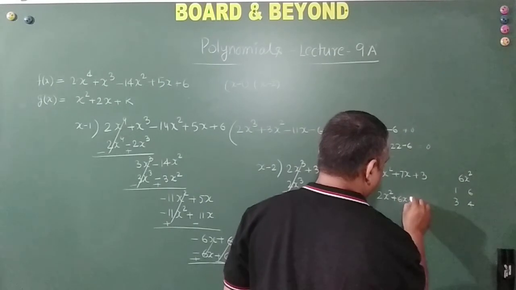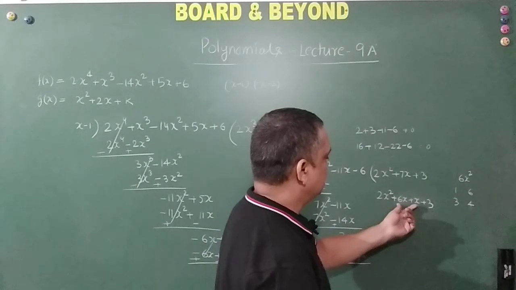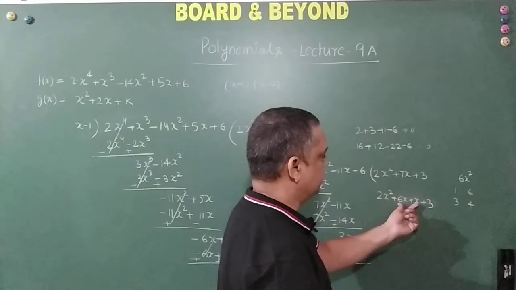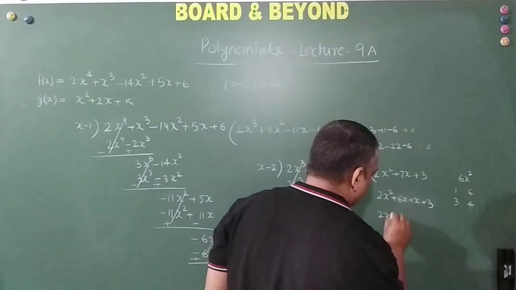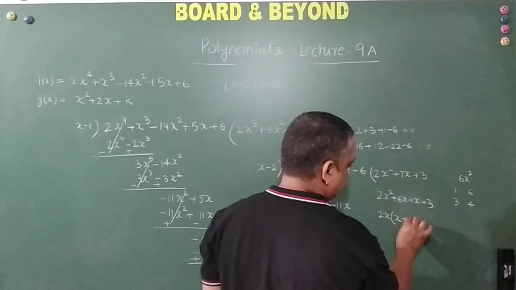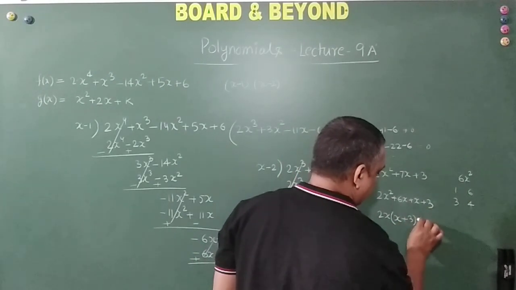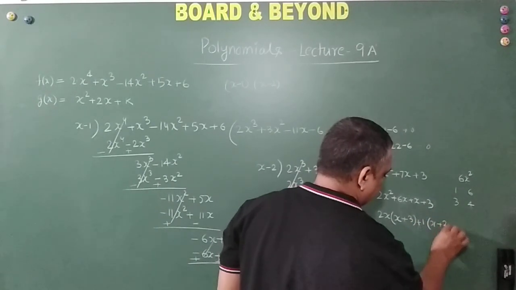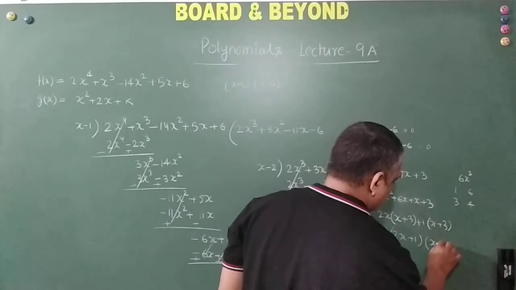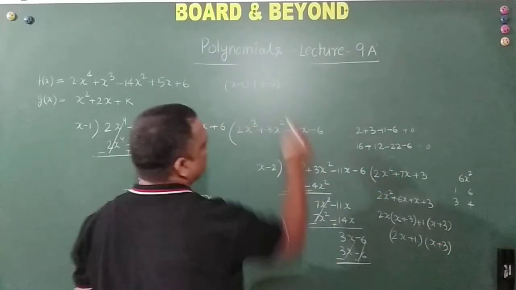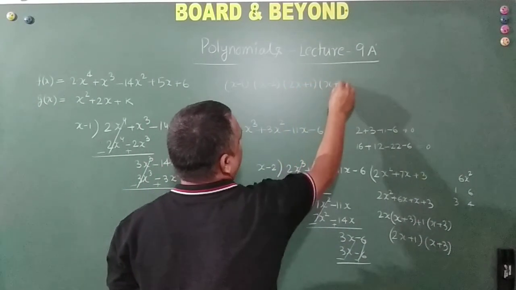So 6x, we will take 6x plus x plus 3, right? What happens is, product is 6, 3 to the 6, 6x square, sum is 7, okay? So let's take 2 here common, x also common, x plus 3, and plus 1 common, x plus 3. So 2x plus 1 and x plus 3. Right friends? So the other two factors are 2x plus 1 and x plus 3.